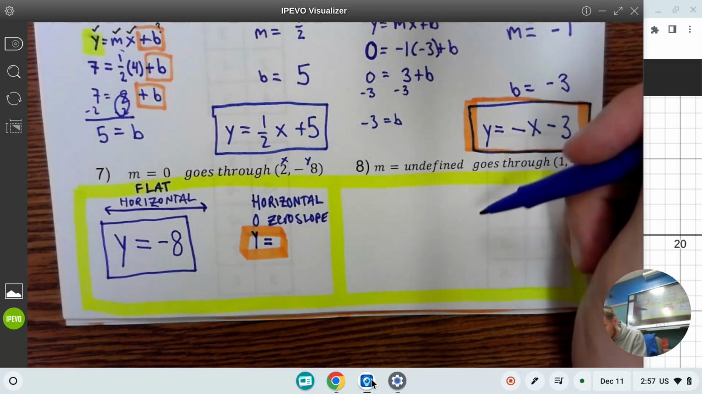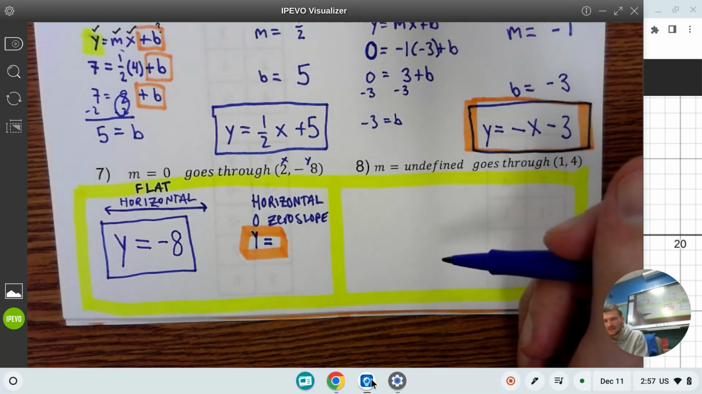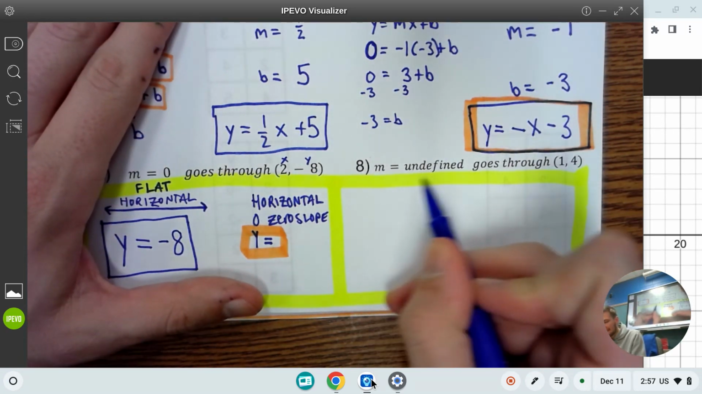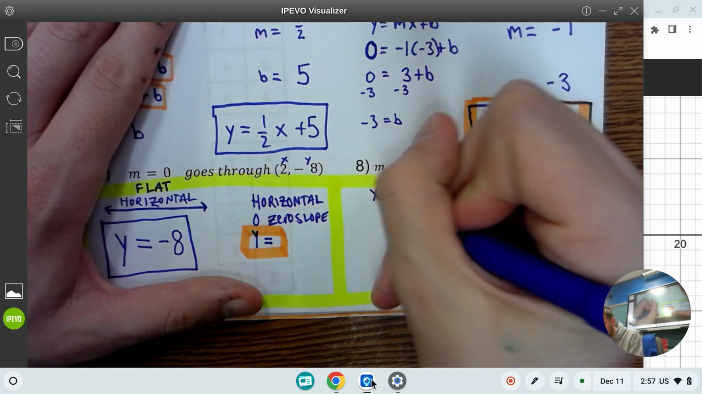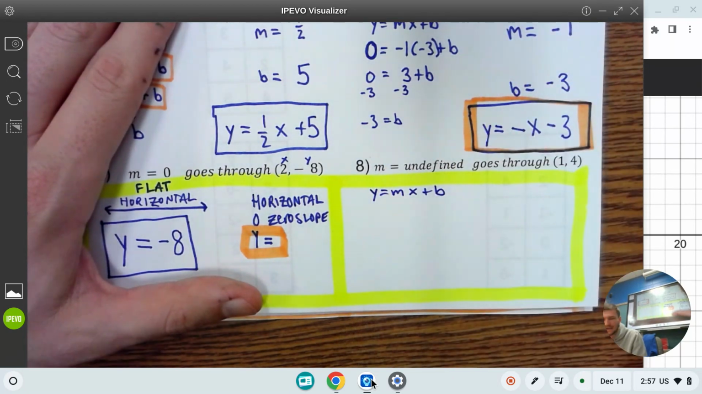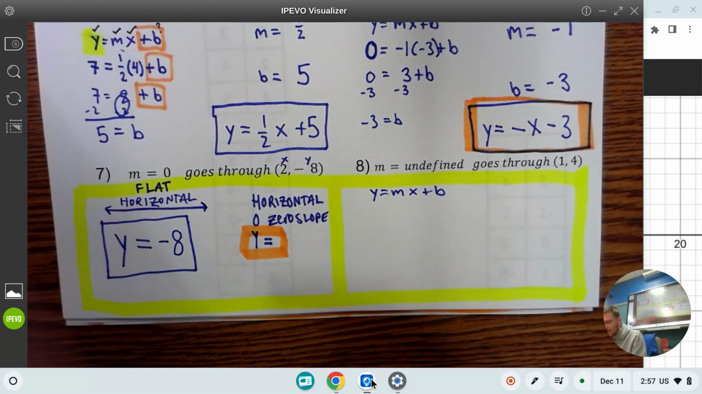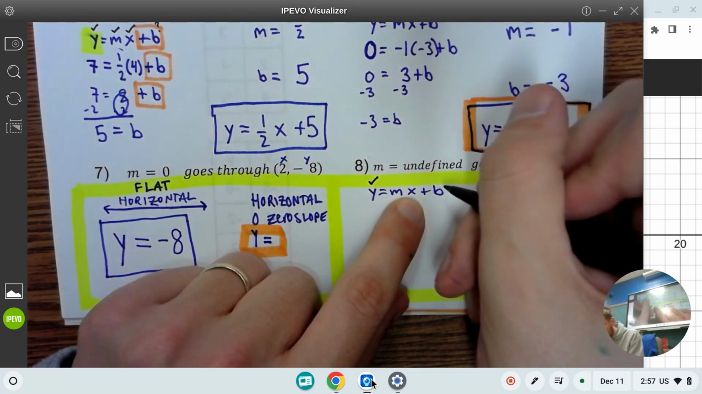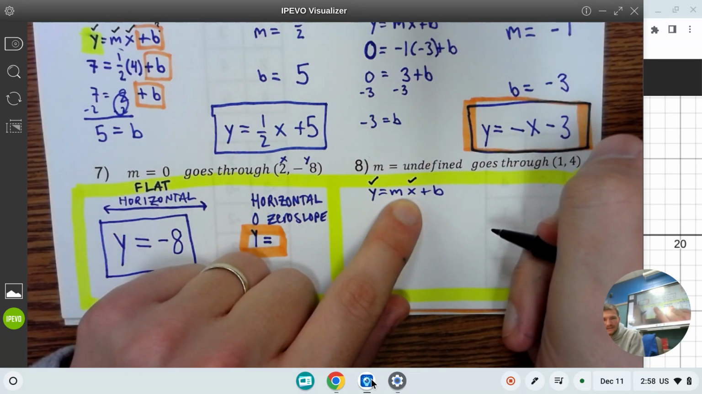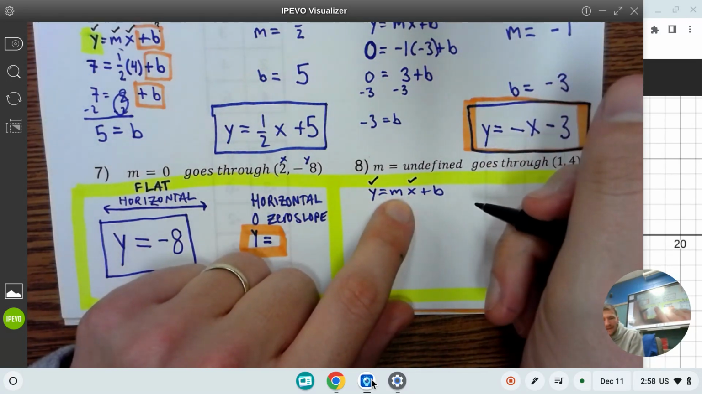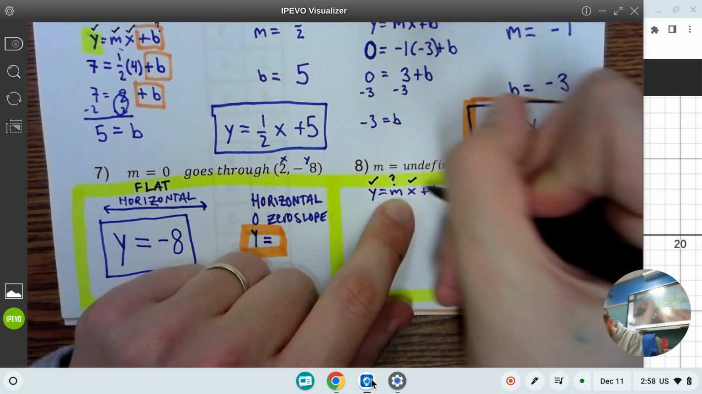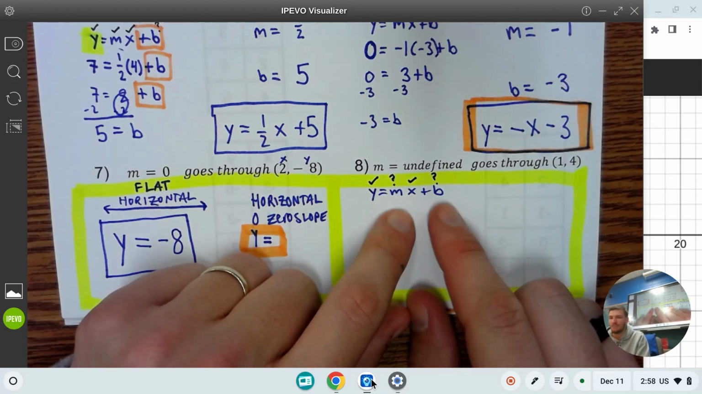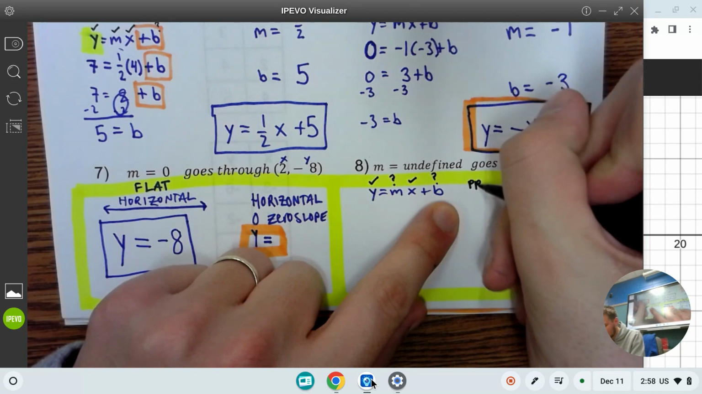Now this one over here is basically the same thing, but this is one that you kind of need this little trick for. If I get undefined and I try to do my y equals mx plus b setup, and I try to say, do we have a number for the y? Yes. Do we have a number for the x? Yes. But for number 8, do we have a number for the m? The answer is no. The m is undefined. And so what we've got here is a double mystery. This is a problem.